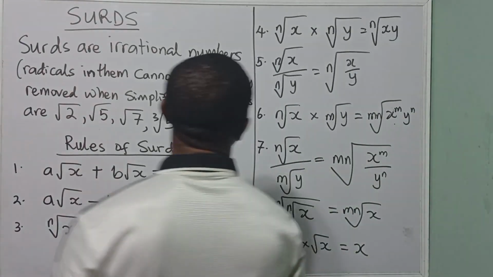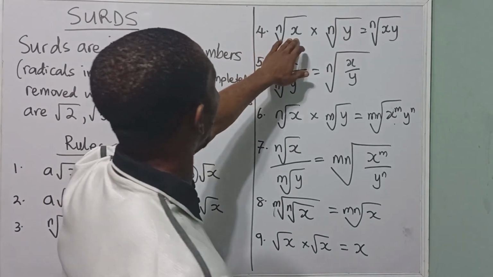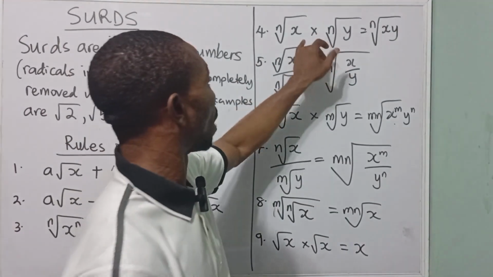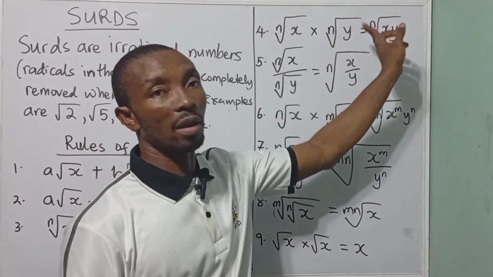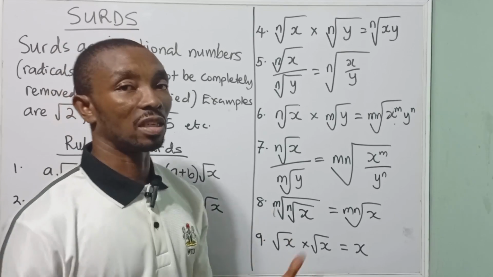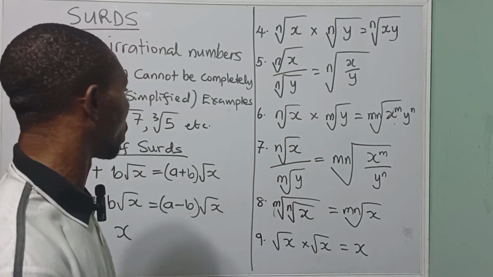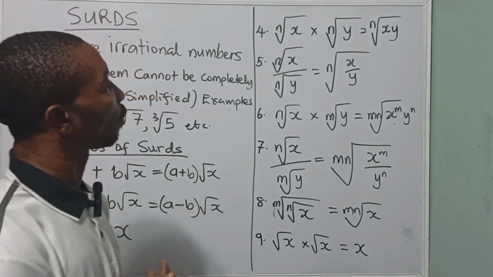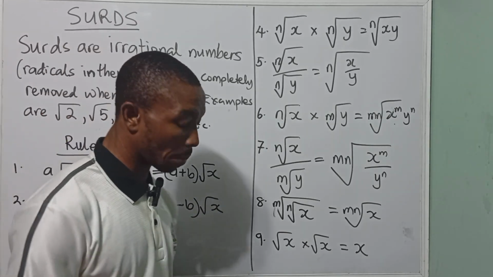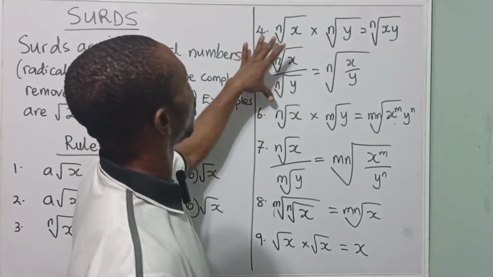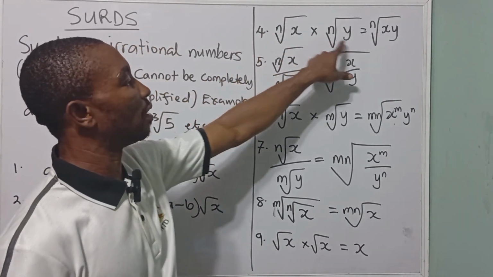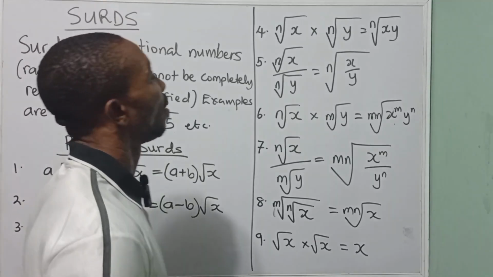Now, the fourth one says the nth root of x times the nth root of y. Since they are the same root, that means we can multiply our terms inside, as the nth root of x times y. Like I said earlier, we'll look at examples on each and every one of these as we progress. Now the fifth one talks about the nth root of x over y. Since the root sign in maths is shareable, we can also bring them together. Since they're the same nth root, it becomes the nth root of x divided by y.